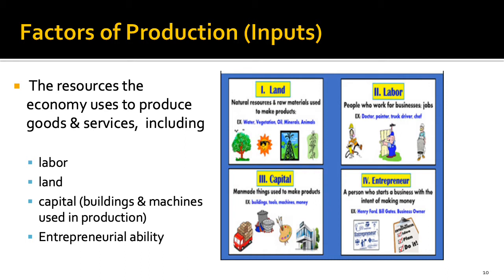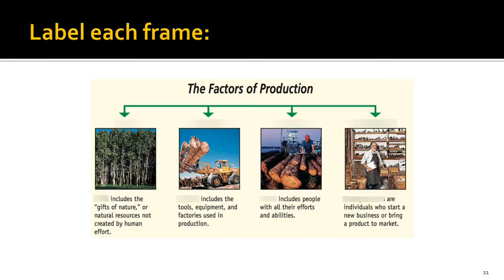So land is the natural resources, raw materials used to make goods. Labor is the people who work for those businesses as jobs. Capital are man-made things used to make other products or goods. So these are things like buildings, tools, machinery, even money. Entrepreneur is the person who starts the business and the idea. They are the ones that organize the industry and that company.